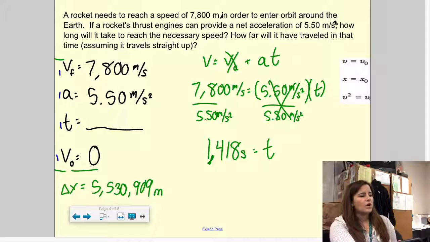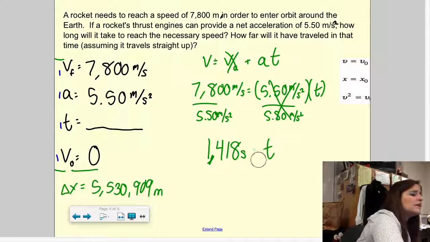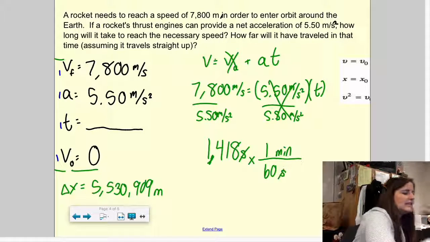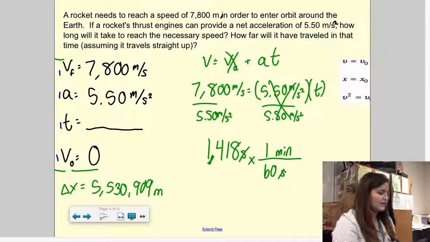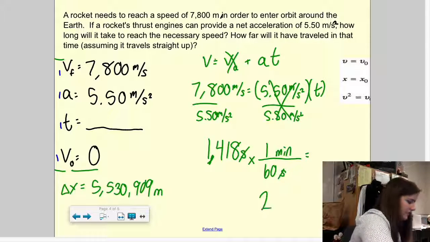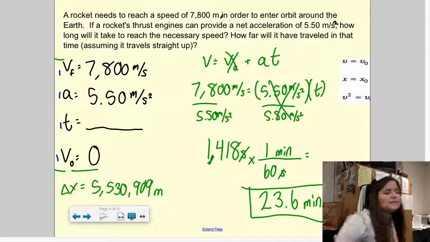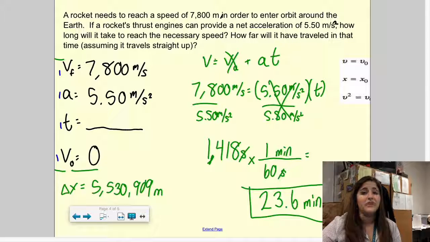Typically we don't want to leave our units as such a big number. So what we could do is we know that there are 60 seconds in 1 minute. Seconds and seconds cancel out. When we divide that number by 60, we get an answer of 23.6 minutes, which is a much more reasonable number. It looks better. We can figure out what that number is a lot easier. So typically, if you get a really large answer for seconds, you'll want to convert it to minutes. And if it's still really big, convert it to hours. They're all times. It's all fine.